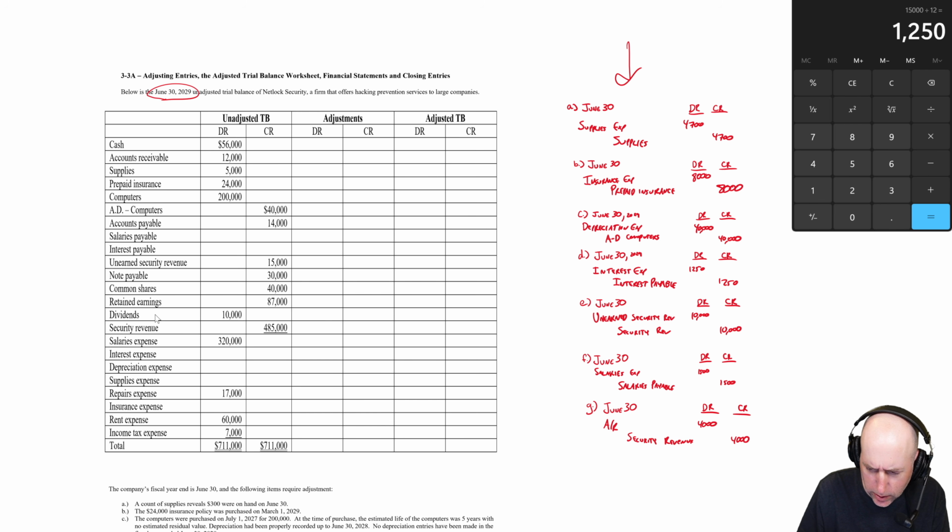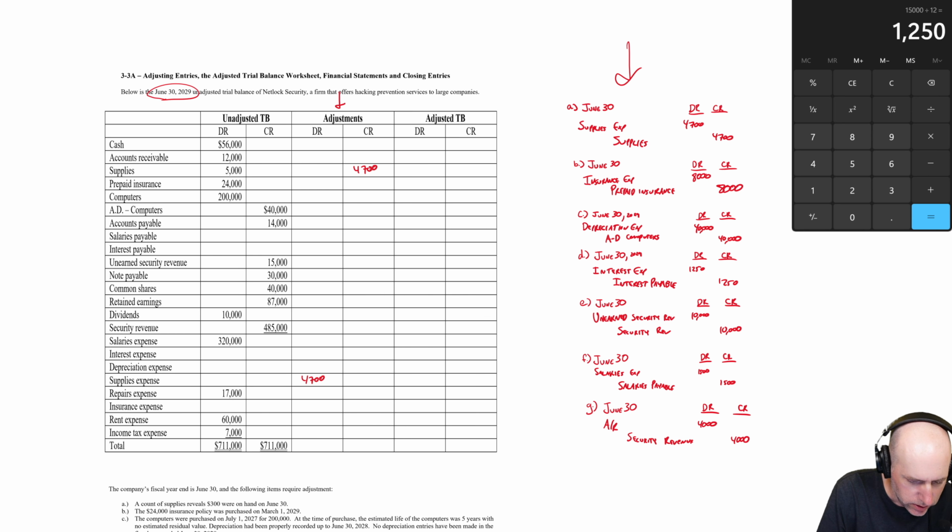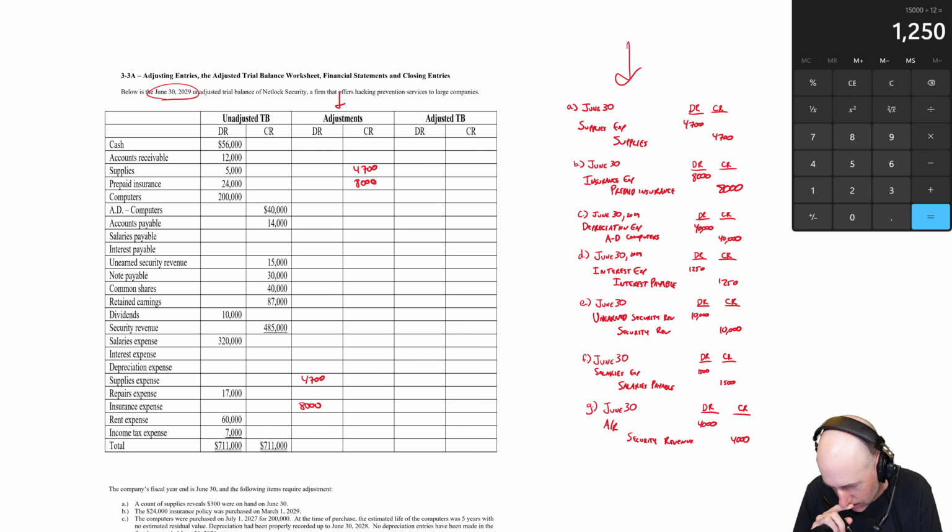Let's do the journal entries. Debit supplies expense, credit supplies, $4,700. So I'm in the adjustments section. On the left-hand side, I'm going to write a debit to supplies expense. On the right-hand side, I'm going to credit supplies. Debit insurance expense, credit prepaid insurance for $8,000. Insurance expense, there you are, $8,000, and we credit prepaid insurance by $8,000.